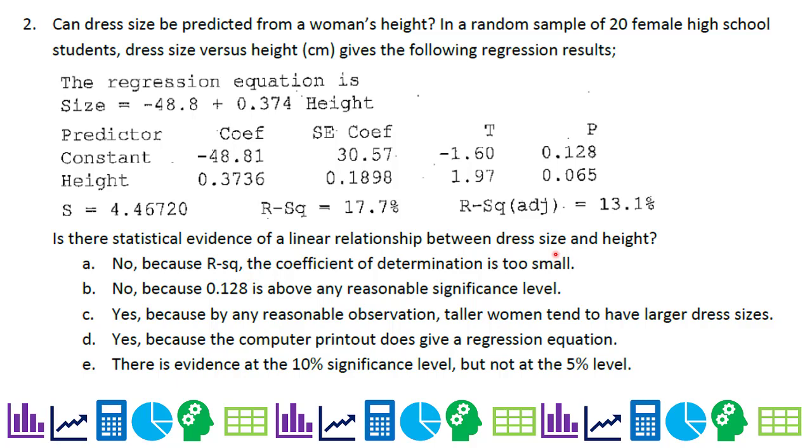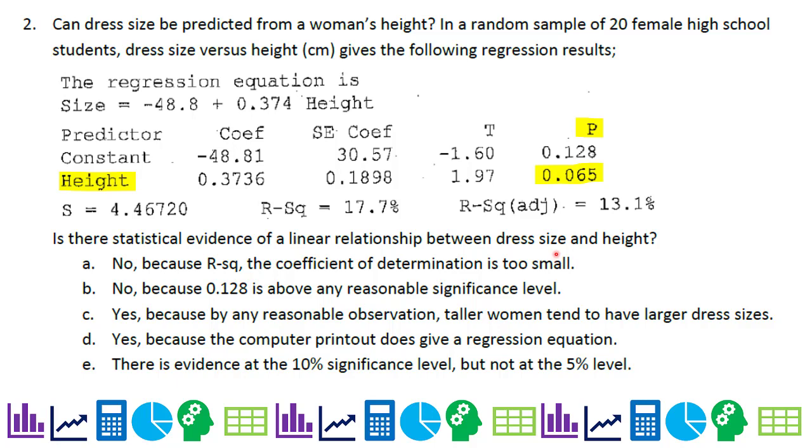Number 2, can dress size be predicted from a woman's height? In a random sample of 20 female high school students, dress size versus height gives the following regression results. Is there statistical evidence of a linear relationship between dress size and height? So luckily, there's almost nothing to do. It gives you the p-value in the right column. Now we want the p-value for the slope, not the y-intercept. So the slope is the one that goes with the variable height, and the p-value is 0.065.